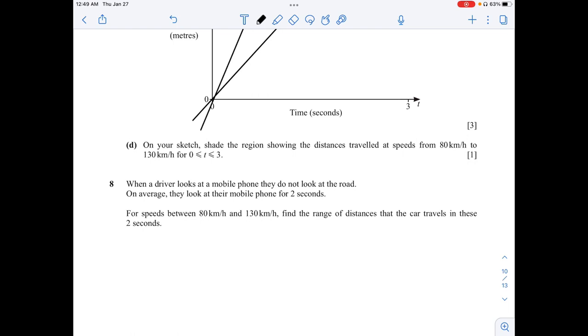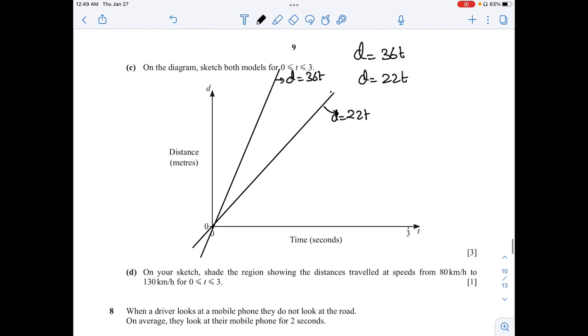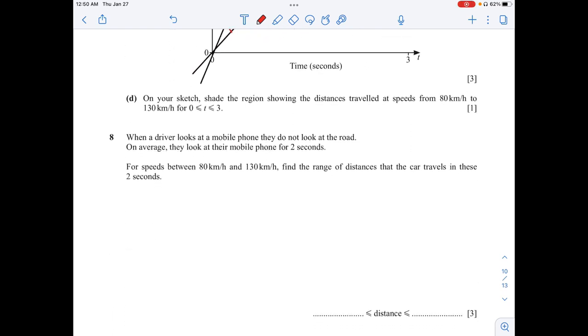On your sketch, shade the region showing the distances traveled at speeds from 80 kilometers per hour to 130. So what should be the distance? Just between the graphs. Between 80 and 130, that is the distances traveled. When a driver looks at a mobile phone, they do not look at the road. On average, they look at the mobile phone for 2 seconds. For the speeds between 80 and 130, find the range of the distances that a car travels in these 2 seconds.